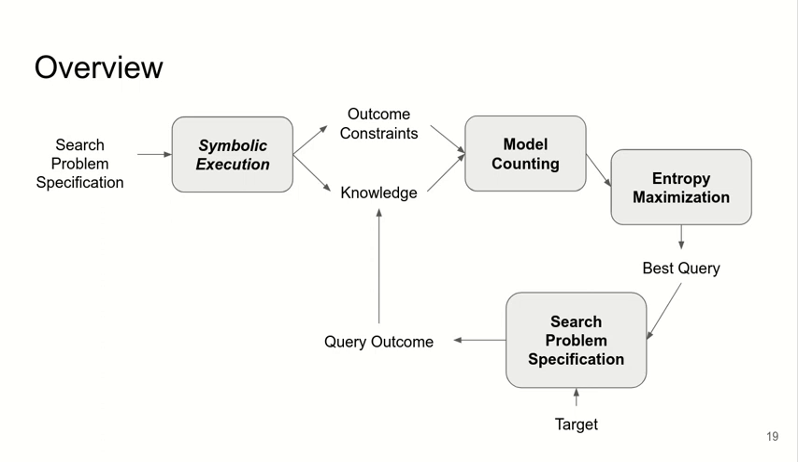Back to the overall process of the program, symbolic execution is performed only once at the beginning, whereas model counting and entropy maximization are repeated every round, as they depend on the knowledge that is being updated at the end of each round.